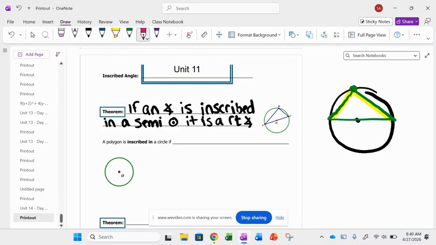That means this angle is going to be a right angle. So if an angle whose vertex is on the rim of the circle is eating the full diameter, that angle will always be a right angle. That's what this theorem is saying.